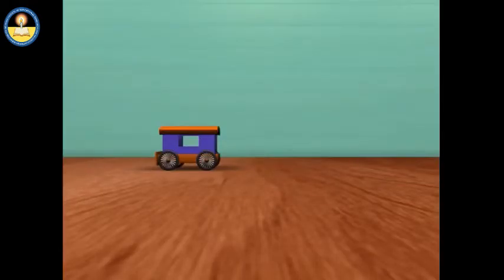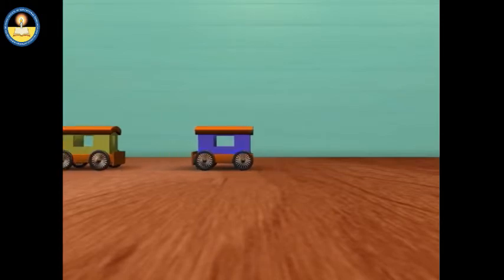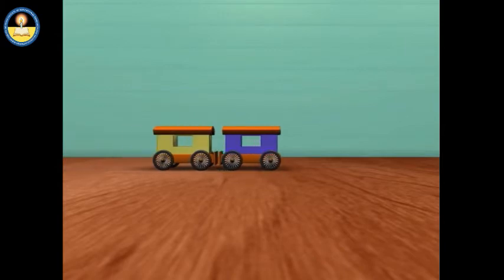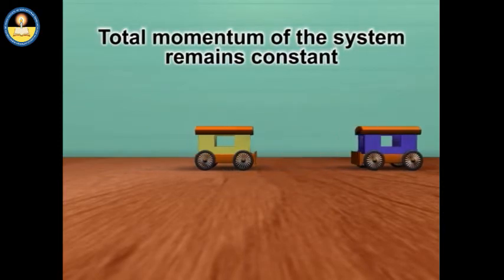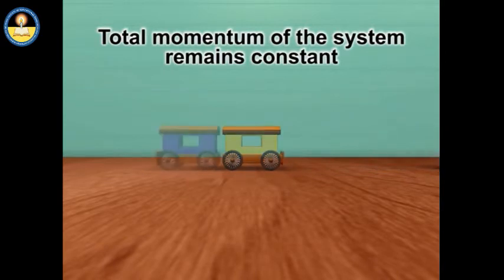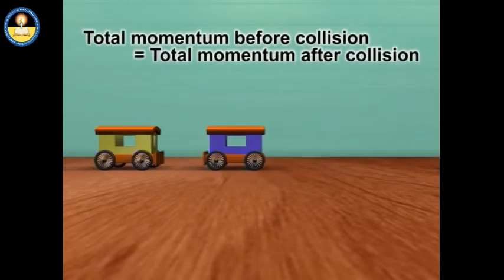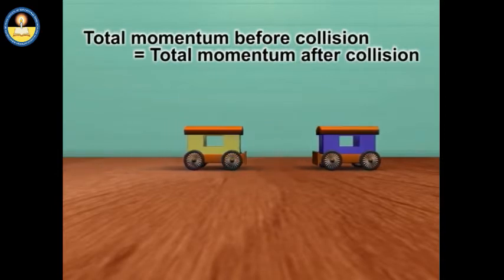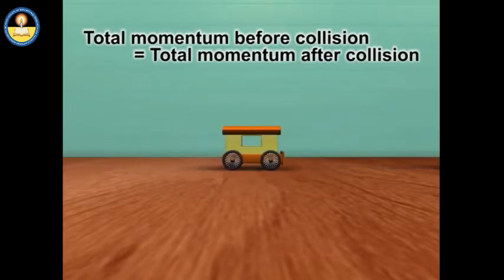The most frequent application of momentum can be seen when two objects collide and they act as an isolated system. It is well established that when a collision occurs between two objects, the total momentum of both the objects remains constant. That is, the total momentum of the two objects before the collision is equal to the total momentum of the two objects after the collision.